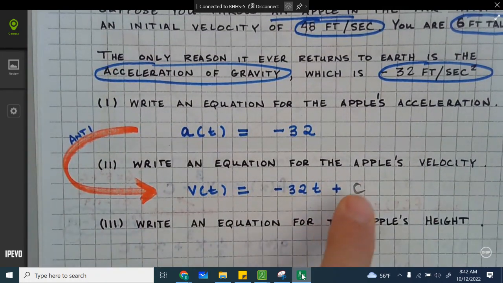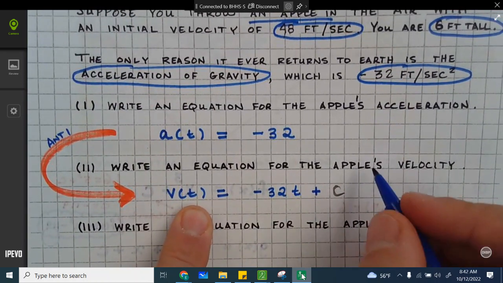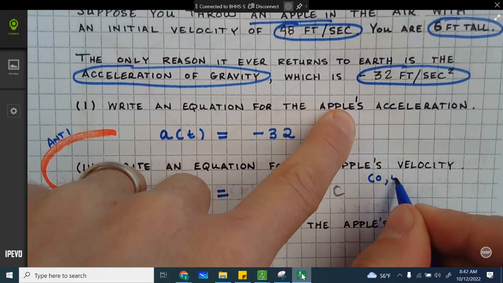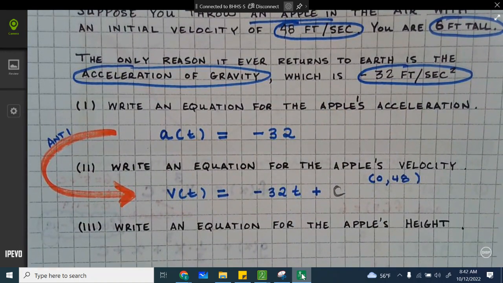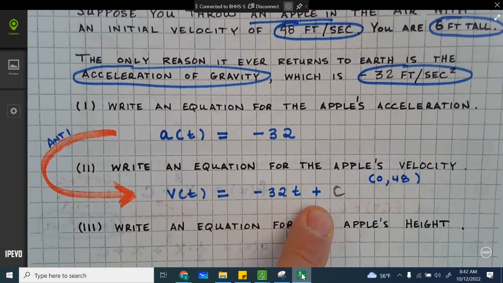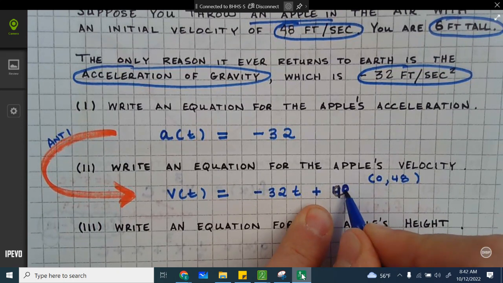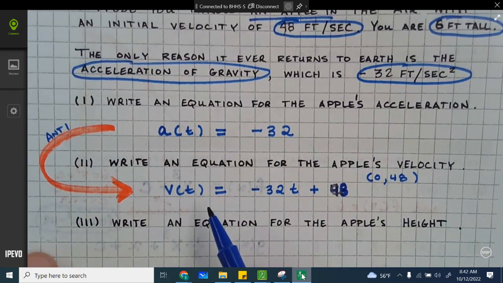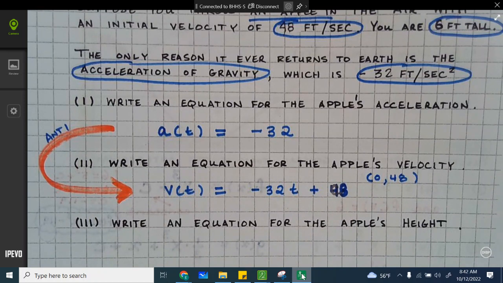Hey, but here's the thing. Don't we have a point on the velocity function? Don't we know that at time 0, the apple is moving 48 feet per second? That's what we were told right here. So what is c going to be? 48. Okay. MJ's probably given you some equation that's like v is equal to a times t plus v naught. Exactly. Yeah, that's just calculus. The only reason that equation exists is calc.